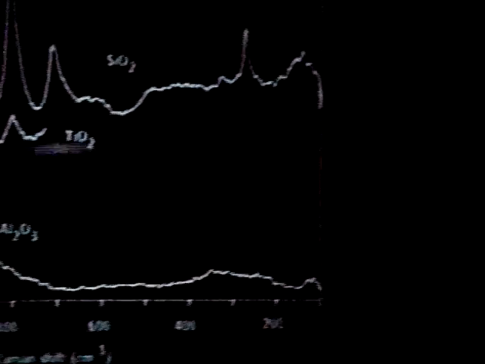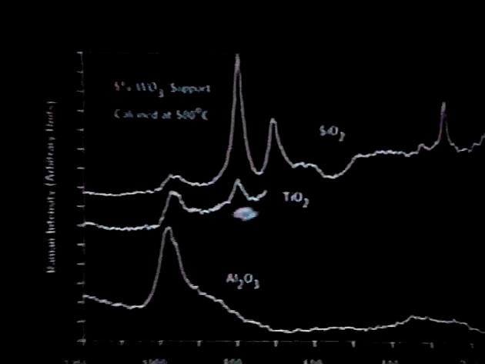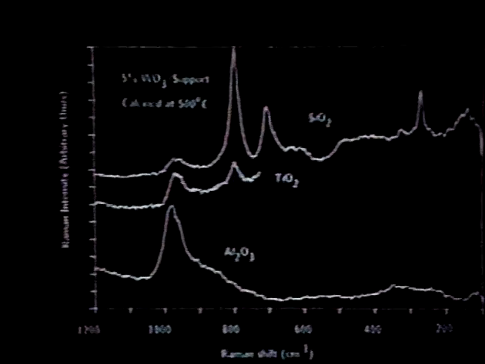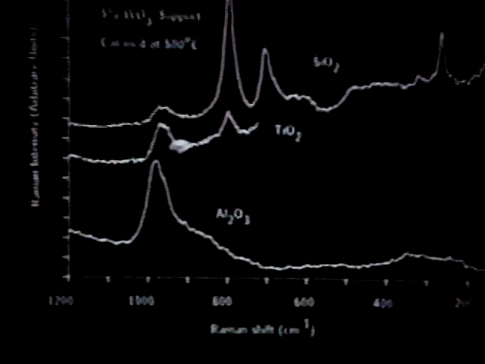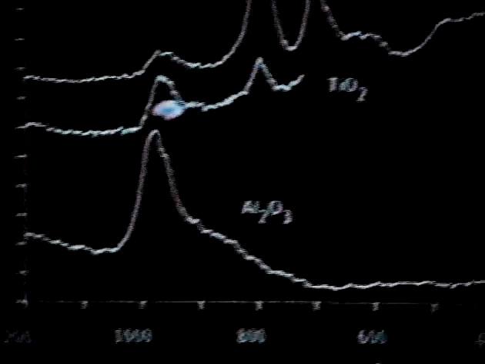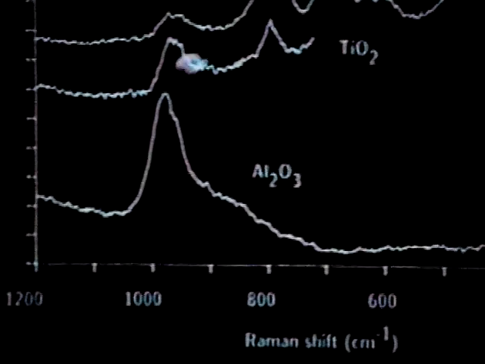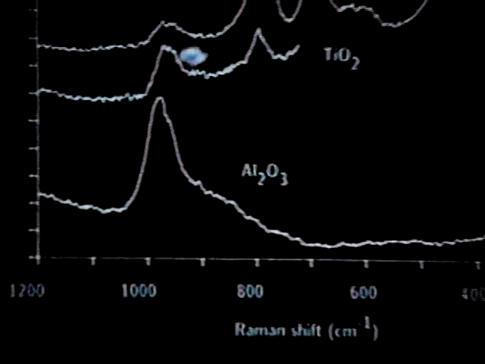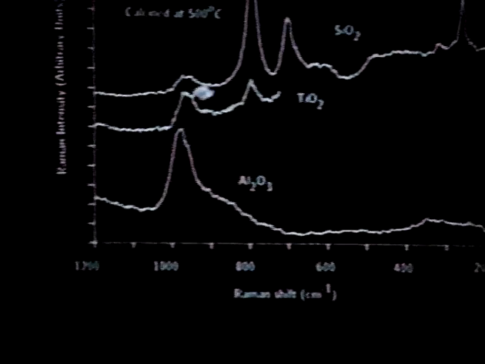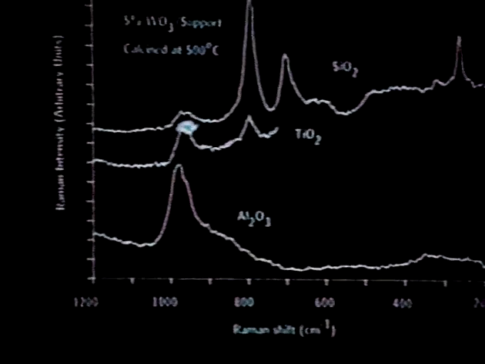On titanium, we can't go into this region down here. This is a weak TiO2 signal. There might be a trace of crystallite here. And again, you see the signal for the surface tungsten oxide phase on titanium. So aluminum and titanium behave the same. If you go to silica, you still see the surface phase there, tungsten coordinated to the silica surface.